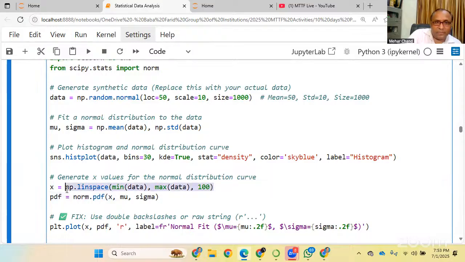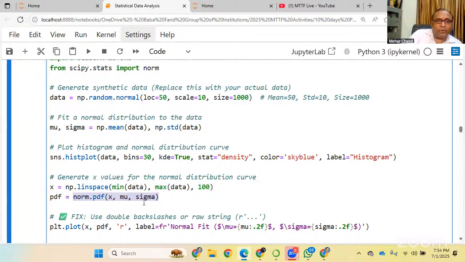See, generate x values for the normal distribution curve. x is equal to np.linspace of the minimum value of the data and the maximum value of the data, and 100. So this will generate the linspace with 100 points. After that, we have the PDF. As we did above, we have the same process: norm.pdf(x, mu, sigma).